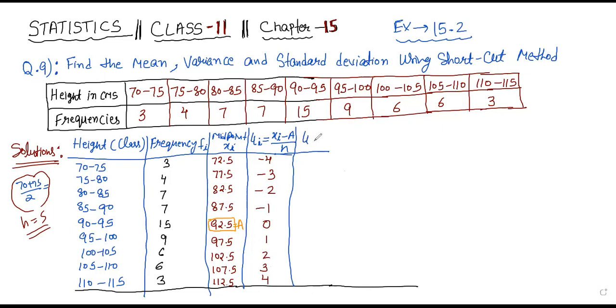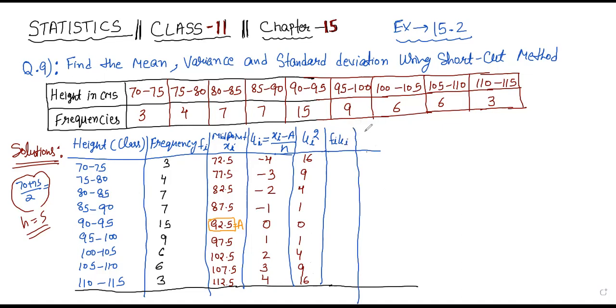Next is ui square, all the entries based on the formula, whatever is needed in the formula you will find here. So minus 4 square is 16, so you write 16, 9, 4, 1, 0, 1, 4, 9, 16. Now the next entries: fi ui, and the final entry, fi ui square.